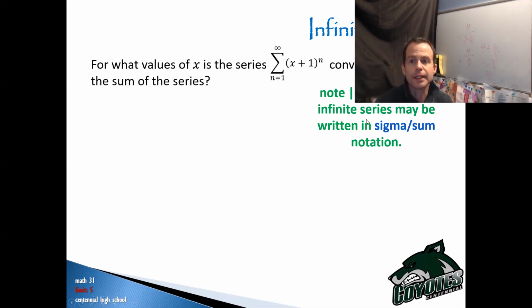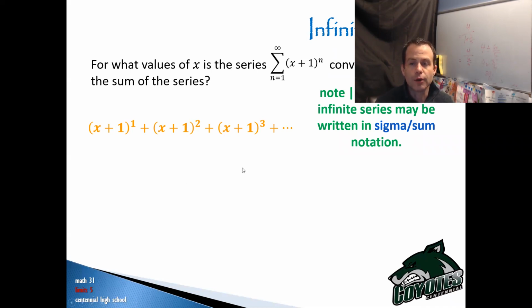The sum of an infinite series may be written in sum or sigma notation. Essentially, this is the formula you're using. Then this says we are going to plug in 1, plug in 2, plug in 3, plug in 4, all the way to infinity. And this symbol here means it's a series, so we're going to add it up. So that means you've got (x + 1)^1, (x + 1)^2, (x + 1)^3, and so on and so forth.